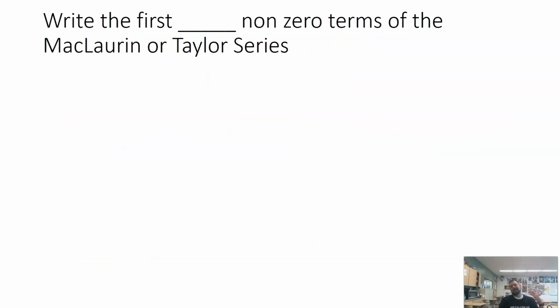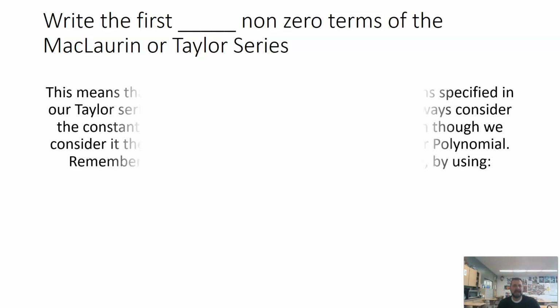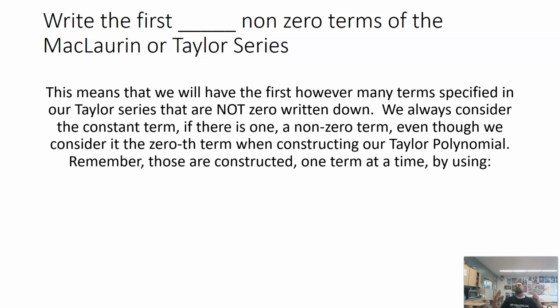So the first type of problem I want to look at is: write the first blank non-zero terms of a Maclaurin or a Taylor series. What this is generally telling us to do is it's saying, okay, I just want you to write the first couple terms of a particular Taylor series.